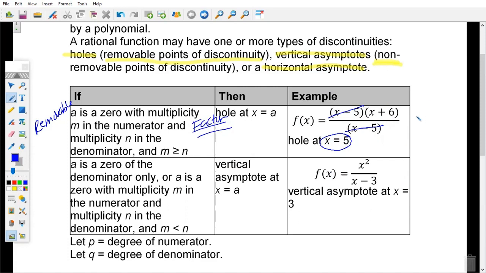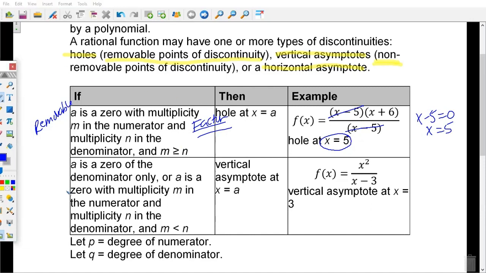Why is it at x equals 5? Because x minus 5 means x has to equal 5, right? That's where our removable lies. Yes, it was a hole because I removed it. Okay. All right. Next one is our non-removable.